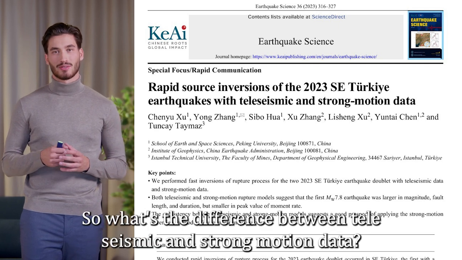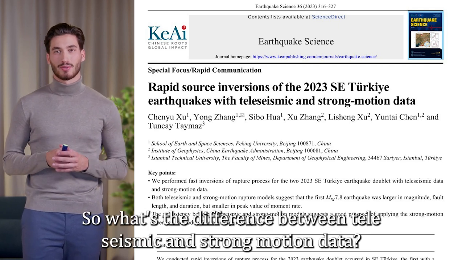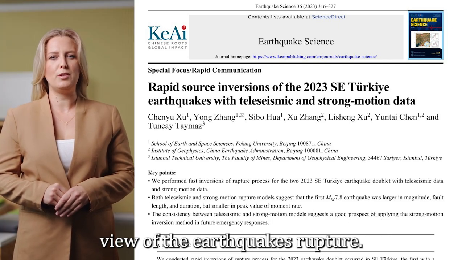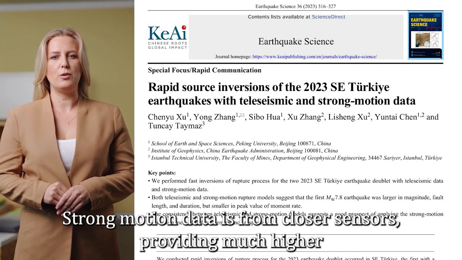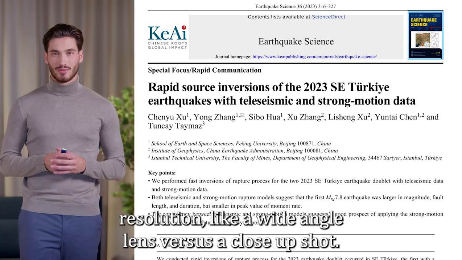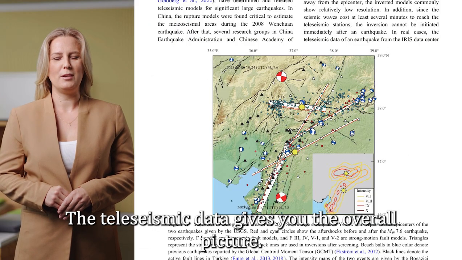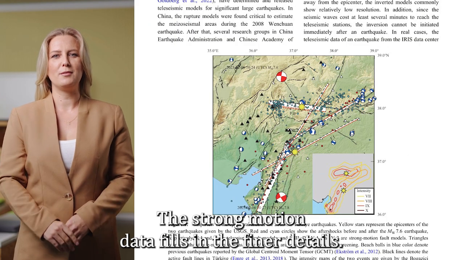Right, so what's the difference between teleseismic and strong motion data? Teleseismic data comes from seismic stations far away, giving a broad view of the earthquake's rupture. Strong motion data is from closer sensors, providing much higher resolution. Like a wide-angle lens versus a close-up shot? Exactly. The teleseismic data gives you the overall picture. The strong motion data fills in the finer details.